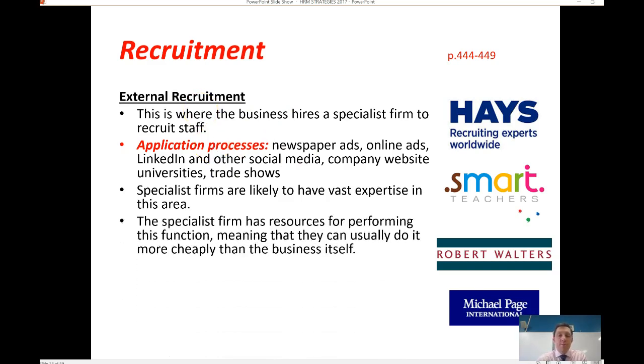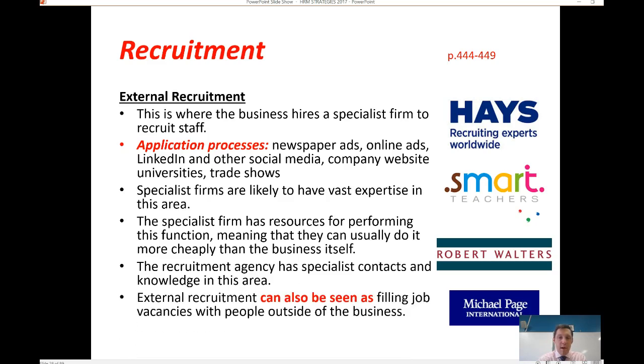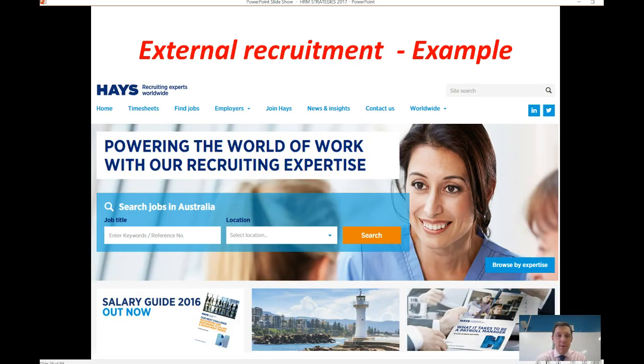The specialist firm has resources for performing the function, meaning they can generally do it cheaper. They know what to do. It's their core business, and they can do it very well. They've got contacts generally who can help them in the process. On the other hand, you could also perceive external recruitment to mean only looking for people to join the organisation who are currently outside the organisation. But really we're looking at it from a perspective of who is going to help us in that recruitment process.